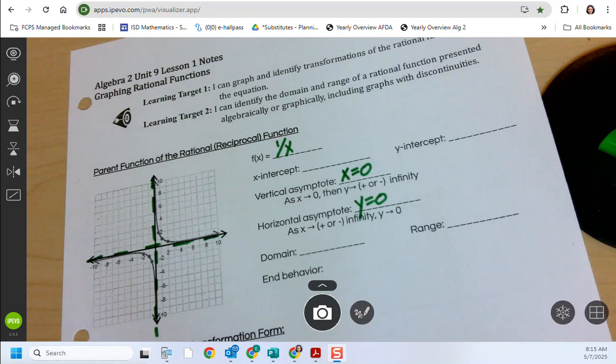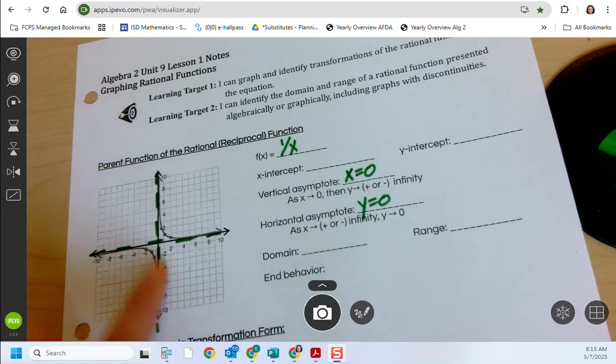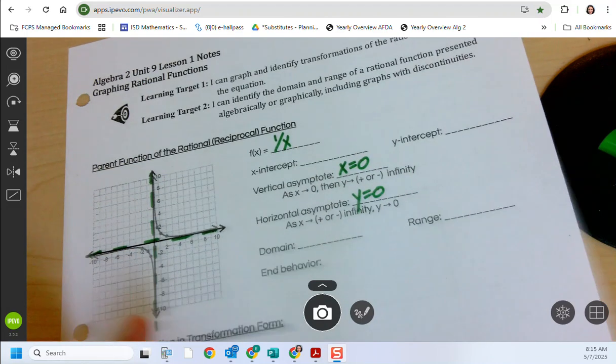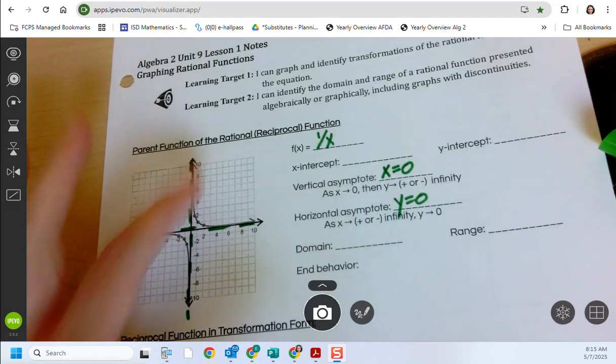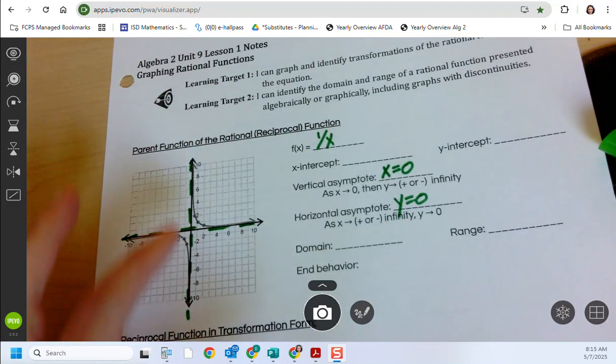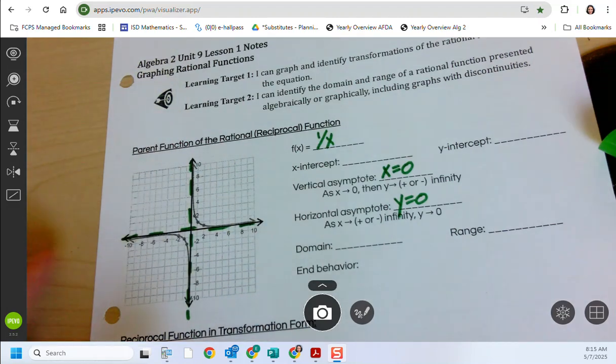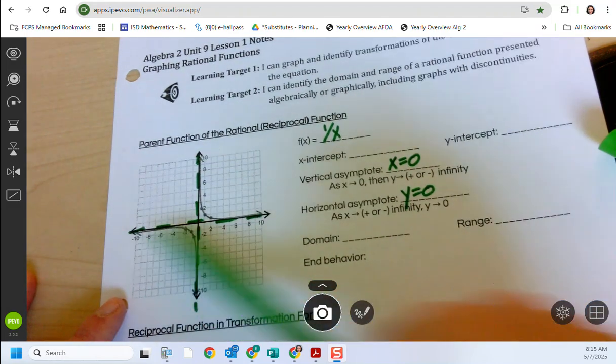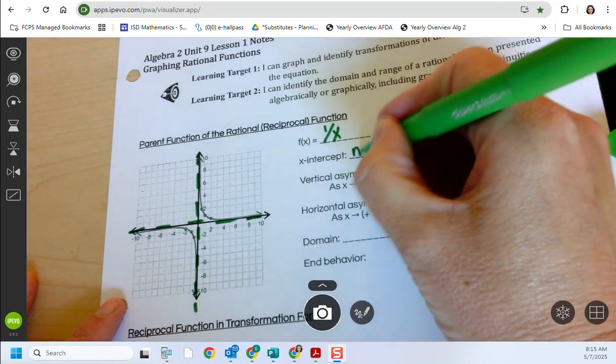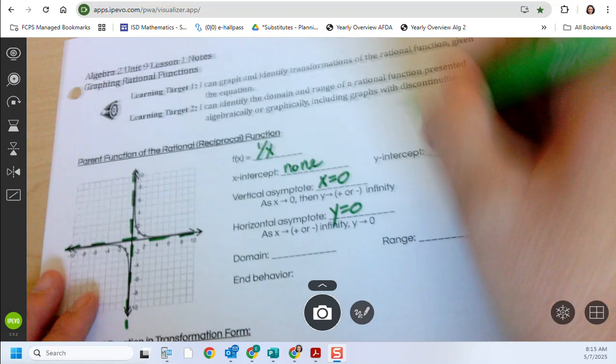You will never cross your vertical asymptote. There are rational functions that cross the horizontal asymptote. The vertical asymptote is an undefined value. You can never be that. The horizontal asymptote really just defines the end behavior of the function. So whenever you have a horizontal asymptote, instead of the y going to infinity or negative infinity, it's just going to go to that number. All right, so since we have asymptotes on the axes, there is no x-intercept or y-intercept.